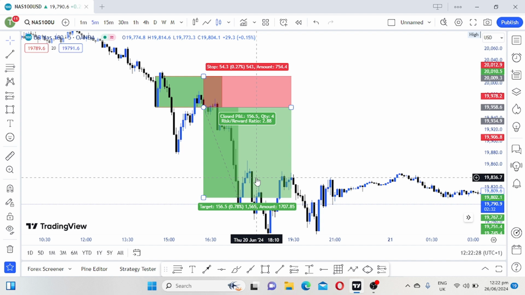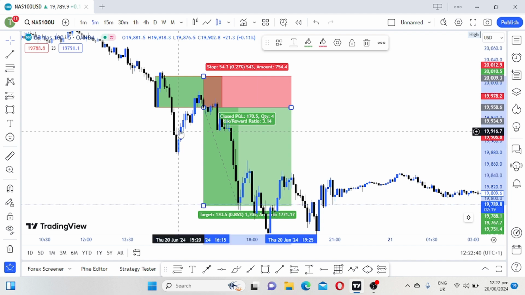The breakout should happen at 1530, guys. In this case, the breakout did happen at 1530. That is the breakout, as you can see here. So guys, those are the examples.